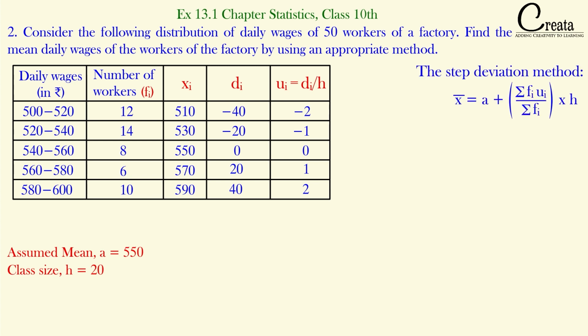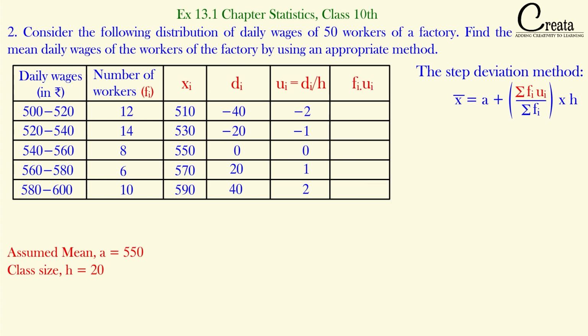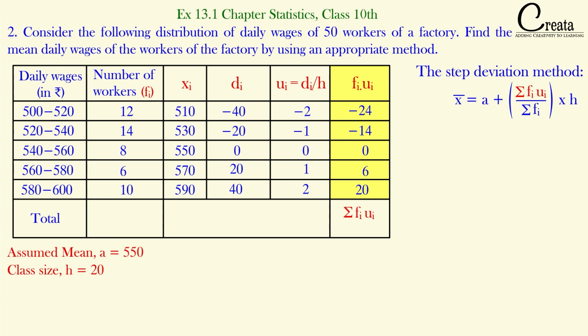This is the formula. In the formula, we have to calculate the sum of fi into ui. For that, we have to calculate fi into ui for each row. Let's do so. Let's multiply each row, like 12 into minus 2 is minus 24. 14 into minus 1 is minus 14. 8 into 0 is 0. 6 into 1 is 6. 10 into 2 is 20. We got fi into ui. Let's add all these values. We got sigma fi into ui, that is the sum of fi into ui, which is minus 12.